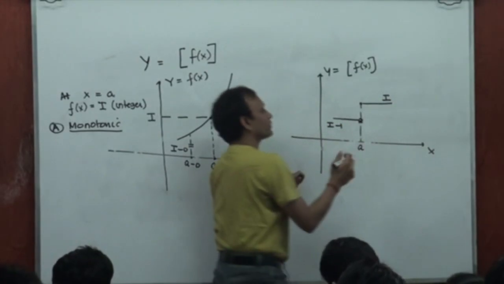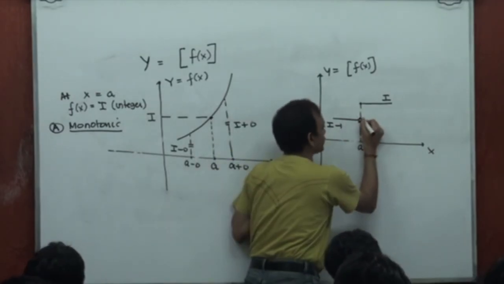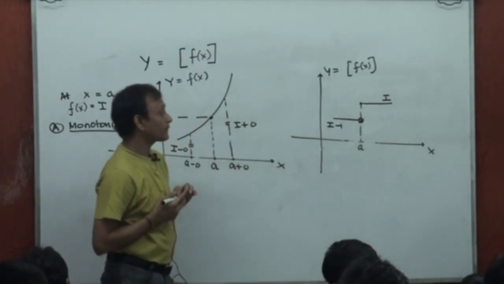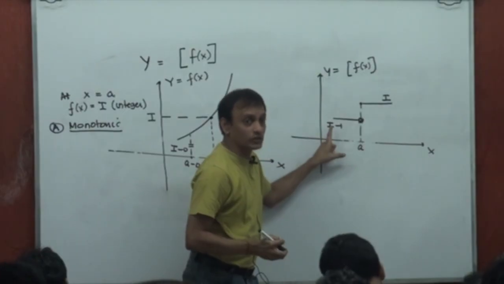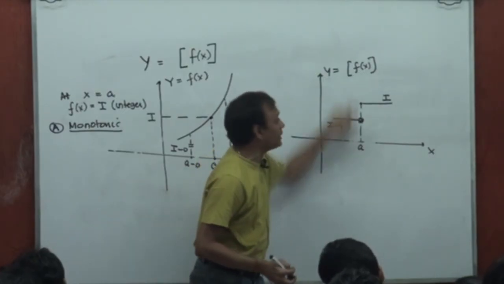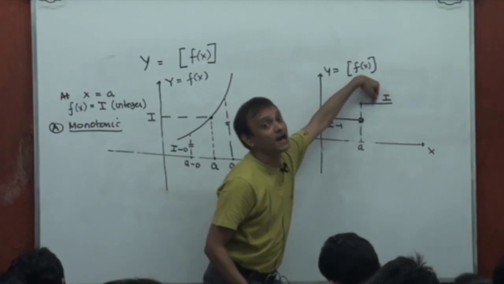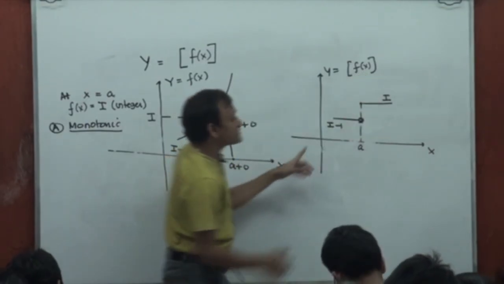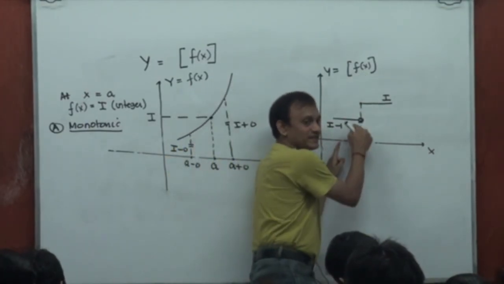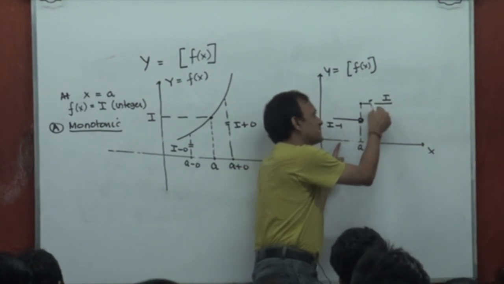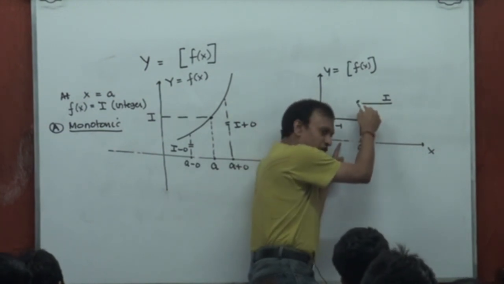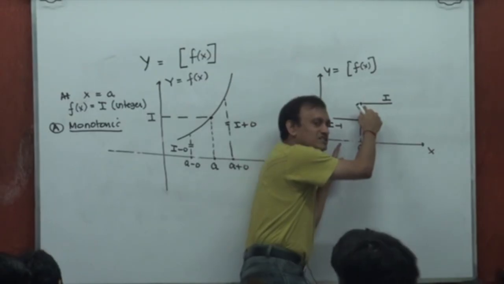Yes or no? With the discontinuity at x equal to a. To the immediate left of x equal to a, box of fx would be I minus 1, and to the immediate right of x equal to a, box of fx is I. So, do you realize that the left hand limit at x equal to a is I minus 1, the right hand limit at x equal to a is I. So, the function is terribly discontinuous at x equal to a.